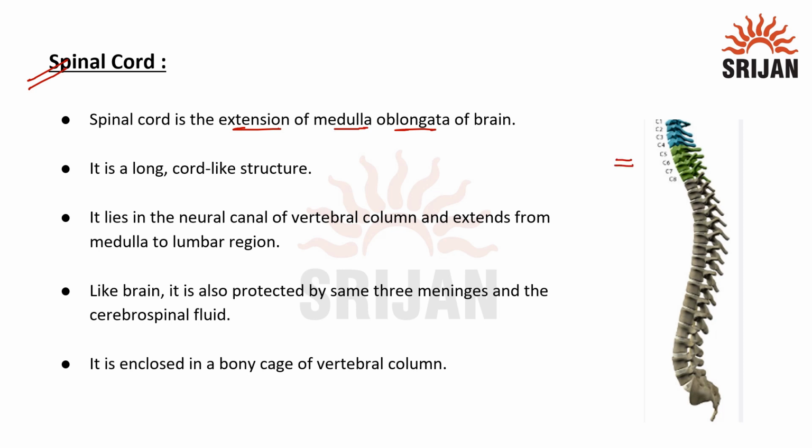And here in the image we can see a vertebral column, and inside this vertebral column there is a neural canal inside which a long cord-like structure is running. This long cord-like structure is called the spinal cord, and it extends from the medulla to the lumbar region. Like the brain, it is covered with the meninges and protected by the CSF as well, so similarly meninges and CSF are also present in the spinal cord, and this entire spinal cord is protected by the bony structure called the vertebral column. So this over here is the vertebral column.